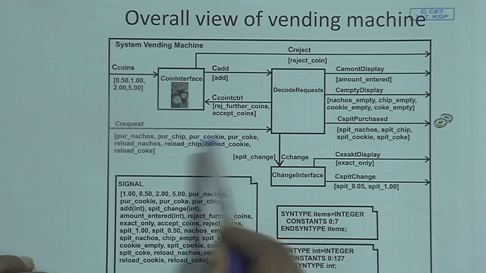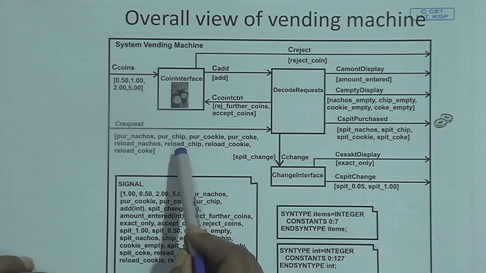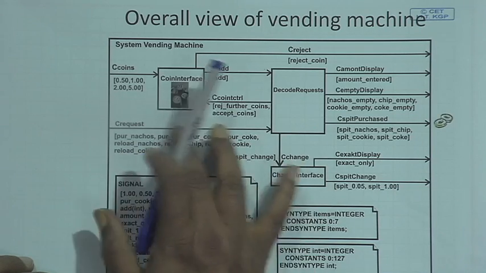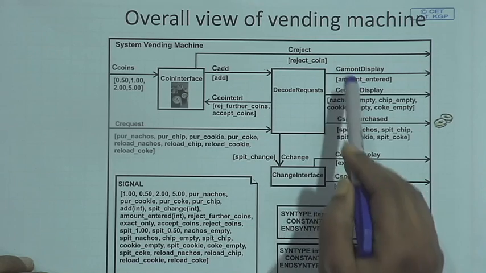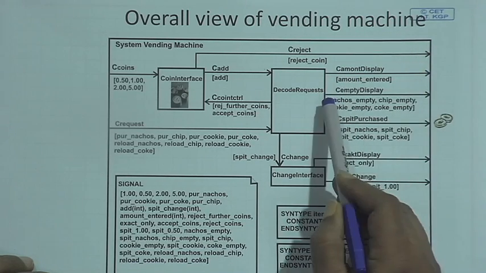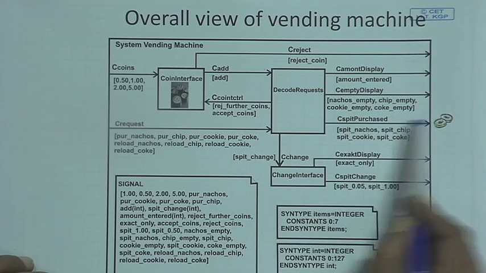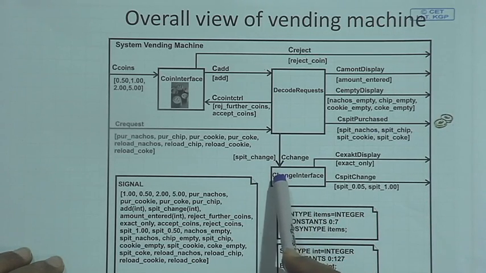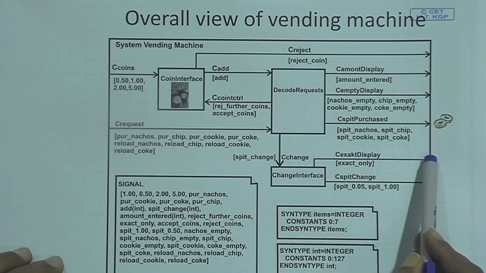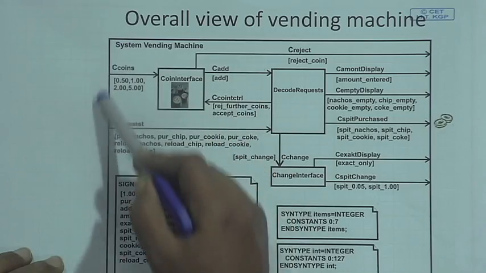This will show you the behavior. Through this, I can also say I want to reload nachos, reload chips, reload cookies, reload Coke. All these come through the request channel, and based on the request, if the amount has been given, it is also displaying the amount. It shows whether anything is empty, and whatever is purchased is spit out, that means given. And if there is any change, it comes to this change interface, which shows the exact display and provides the change. So, at the top level, this is what I have.